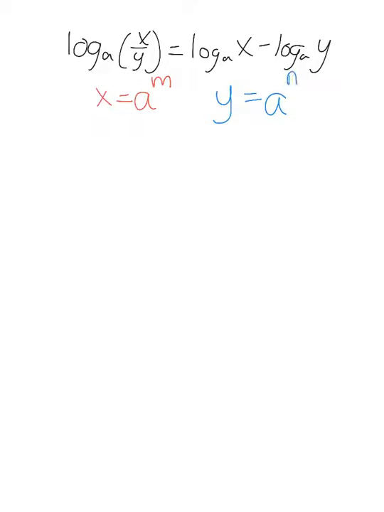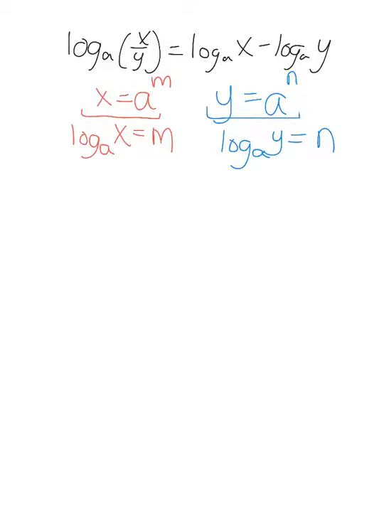So just by the definition of that exponent, I'm going to rewrite these as logarithms. So this is saying the exponent that you would place on a to get x is m. And over here, as a logarithm, the exponent that you would place on a to get y is equal to n. So we've just rewritten our x and y in different forms.